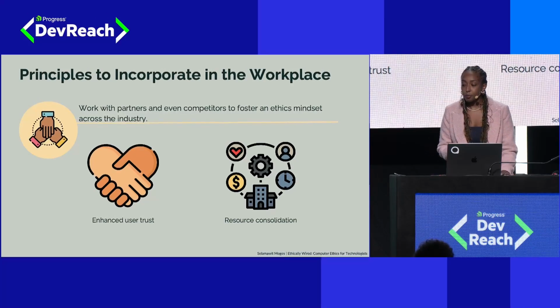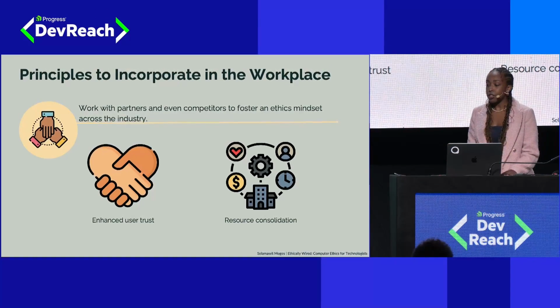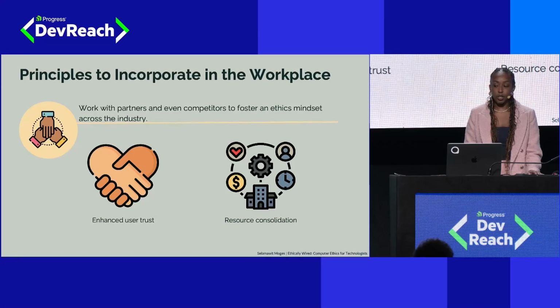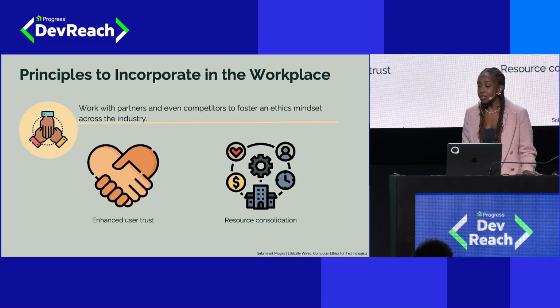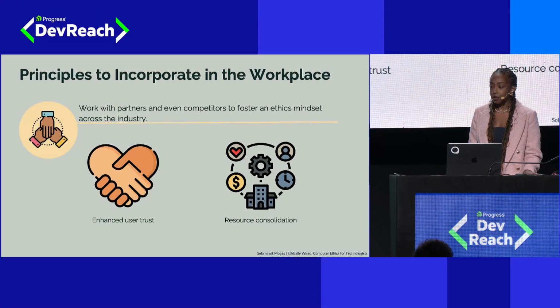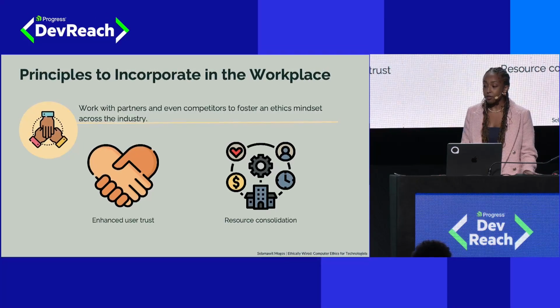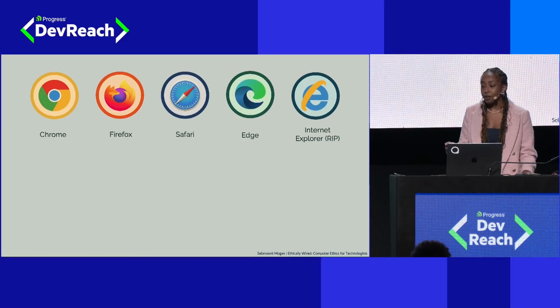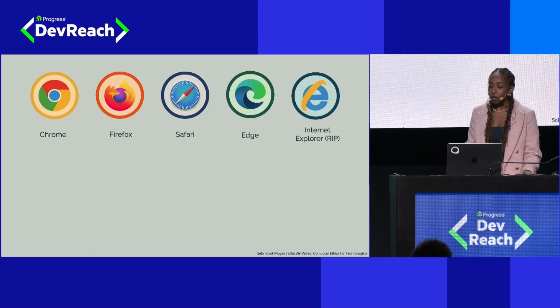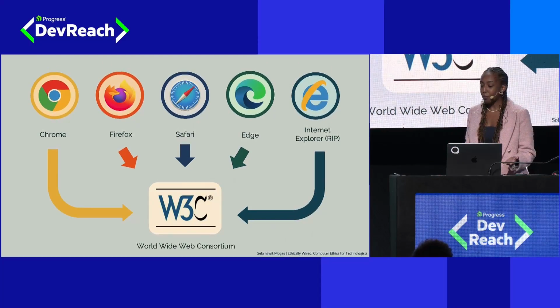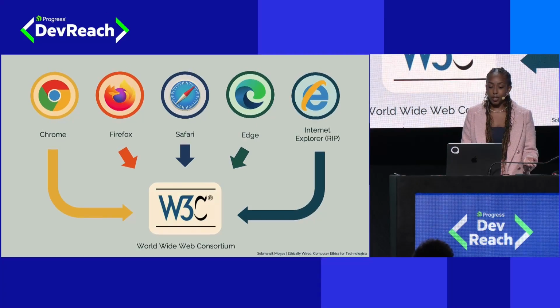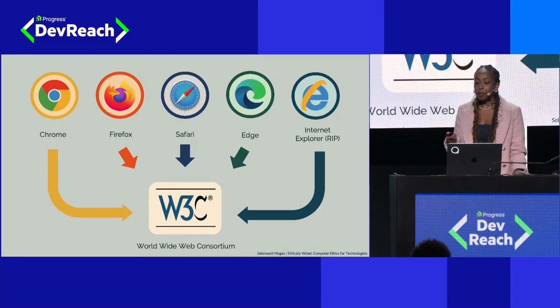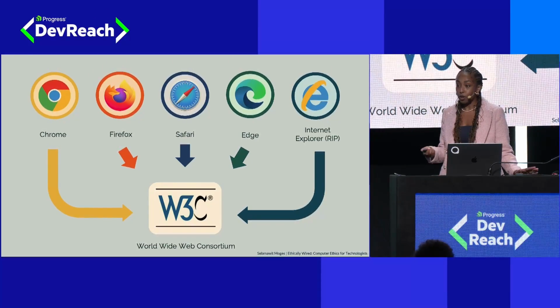Next, work with partners and even competitors to foster an ethics mindset across the industry. This can help enhance user trust and also resource consolidation. And when we think about examples of this, we can actually see it with our web browsers. Chrome, Firefox, Safari, Edge all work with web browsing standards created by the W3C. And the W3C, for those of you who don't know, is the central organization responsible for creating and maintaining the web standards for these browsers.